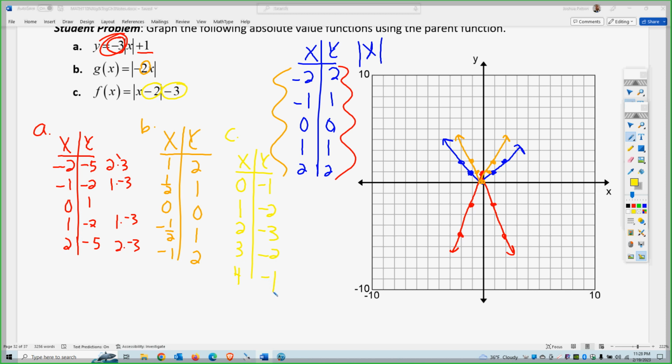So at 0, I'm at -1. At 1, I'm at -2. At 2, I'm at -3. At 3, we're at -2. And then at 4, we're at -1. Oh, sorry, I missed that one. I miscounted by 1. So that did a translation to the right 2 and down 3, essentially. All right, that is the end of part 2.